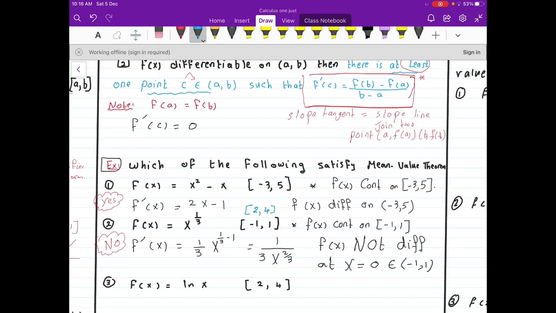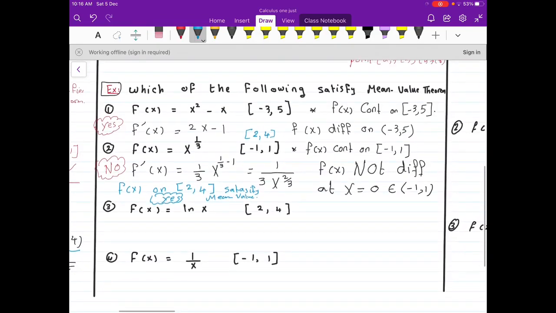On the interval [2, 4], does it satisfy the mean value theorem? It is continuous and also differentiable. So f(x) on the interval [2, 4] will satisfy the mean value theorem. So our answer will be yes. If this is the interval, our conclusion is yes. Why? Since 0 is not included in this interval.